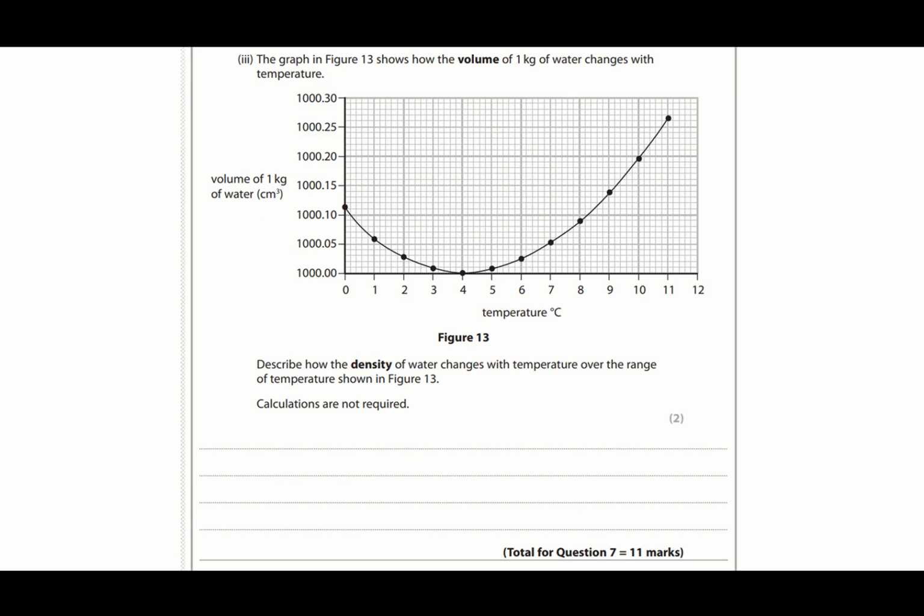And here we've got a graph of how the volume of water changes with temperature. And we can see here, well, we've got an optimum, we've got a peak here. So as temperature goes up, the volume goes down. Then when it gets to 4, the volume goes up. And this relationship is a curve. It's non-linear. So we just got to say those bits. There is an optimum. There is a peak at 4. It does one thing up to 4.